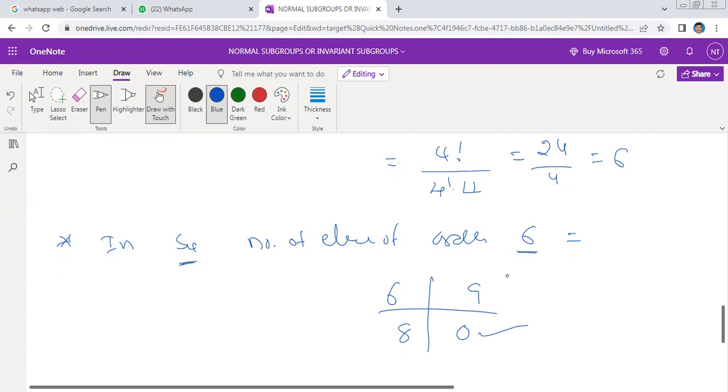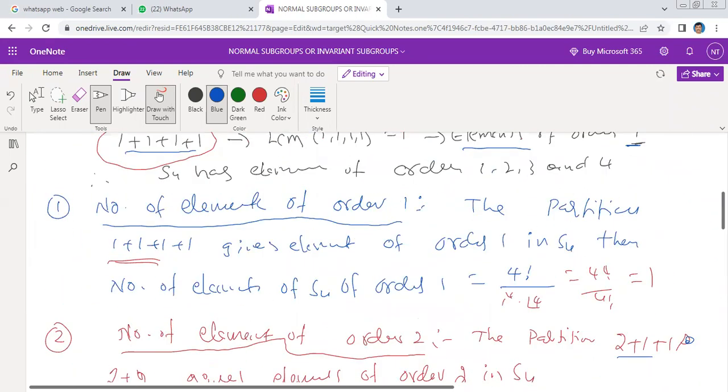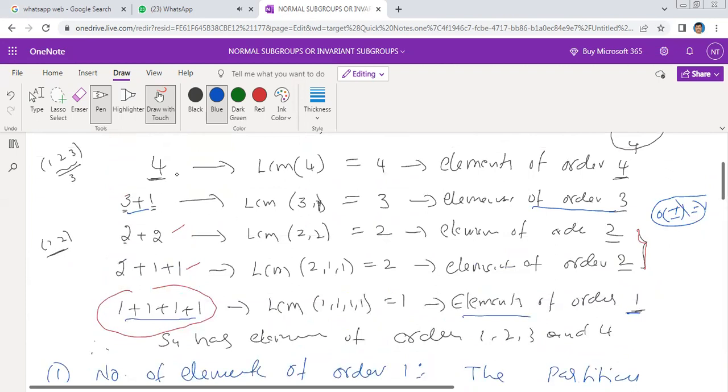6 order ఉండేటువంటి ఎలిమెంట్స్ ఉండవు అందులో. There are no elements of order 6. Order 8 ఉండవు. Only orders 1, 2, 3, 4 only are possible. ఎందుకు ఇలా పాసిబుల్ అవుతున్నాయి అంటే this is the classification, స్టార్టింగ్ లో మనం చెప్పుకున్నటువంటి క్లాసిఫికేషన్. So 4, 3 + 1, 2 + 2, 2 + 1 + 1: elements of order 4, 3, 2 like this.